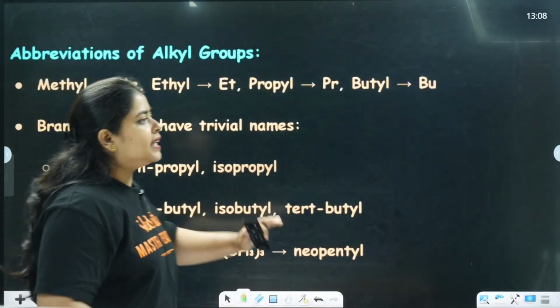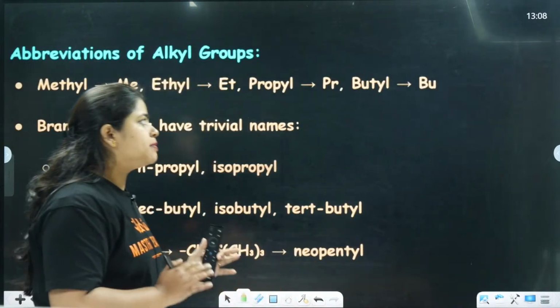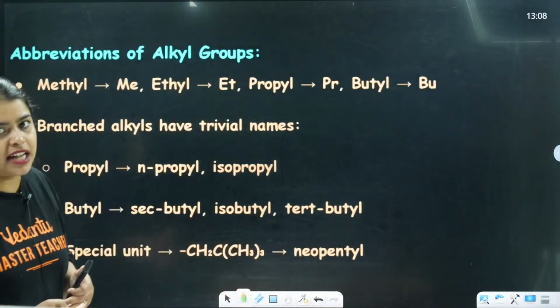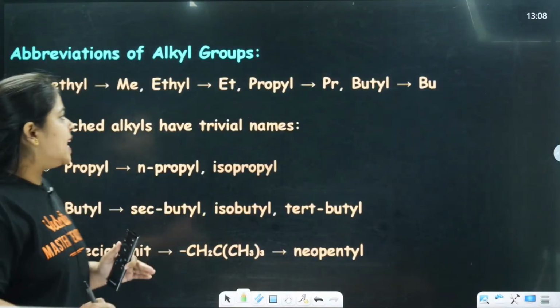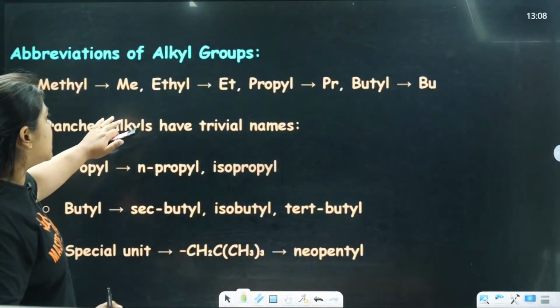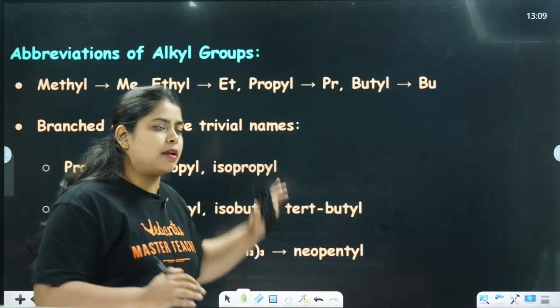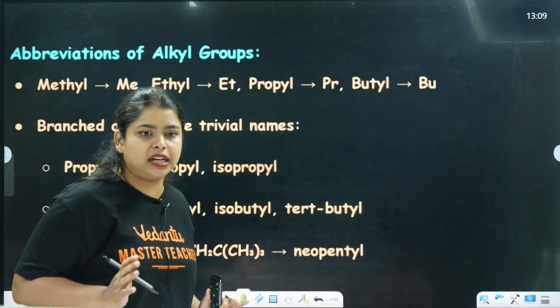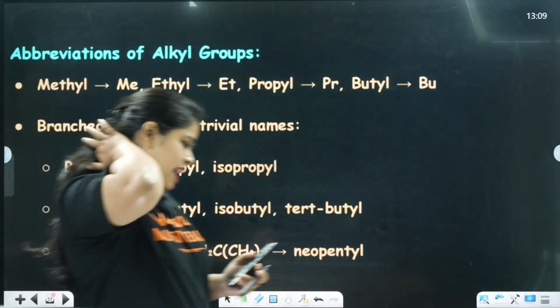Now how do we do the naming in the alkyl group? In case butyl is attached, it is going to be BU. We are going to write it in the IUPAC as BU. Next, methyl is going to be ME. Ethyl is ET, propyl is PR, butyl is BU. Clear? Is everyone understanding?